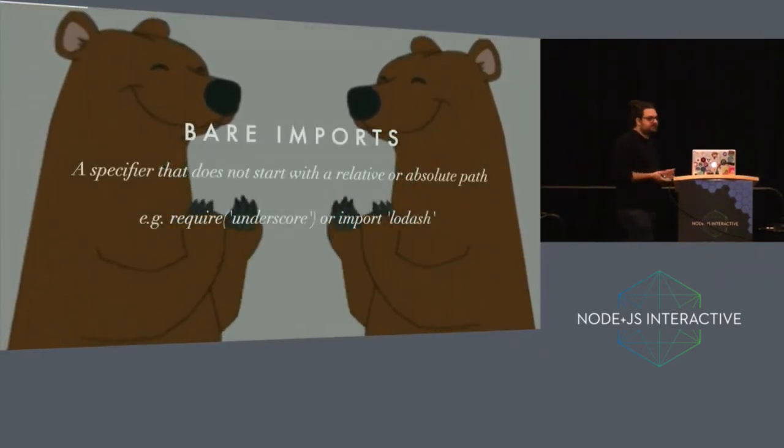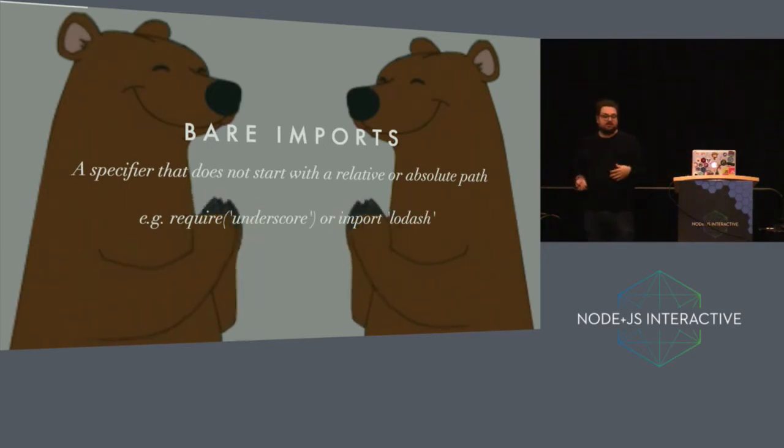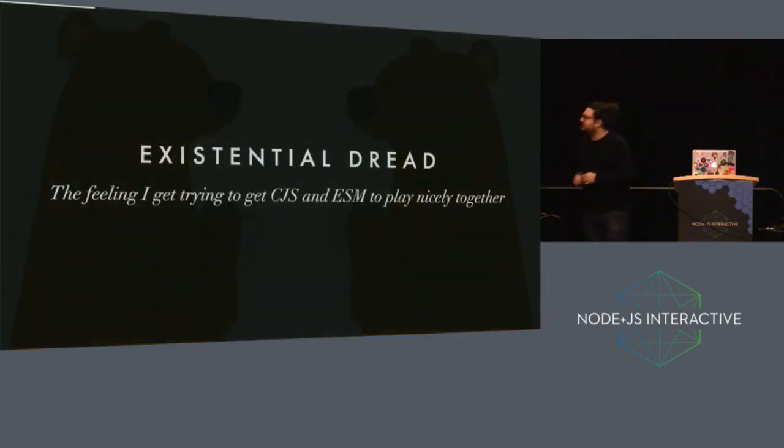Bare imports. So when you have a specifier that does not start with a relative or an absolute path, that's a bare specifier. So require underscore, import Lodash, require express. Node knows how to deal with these. It can look into the Node modules folder. The browser doesn't. We'll dig into that.